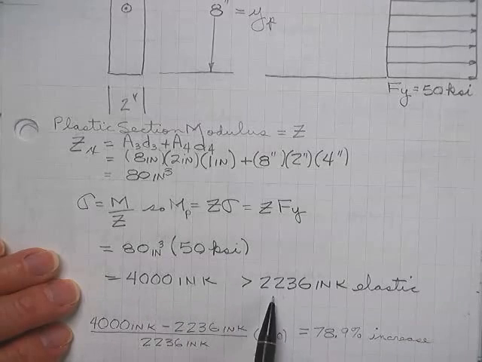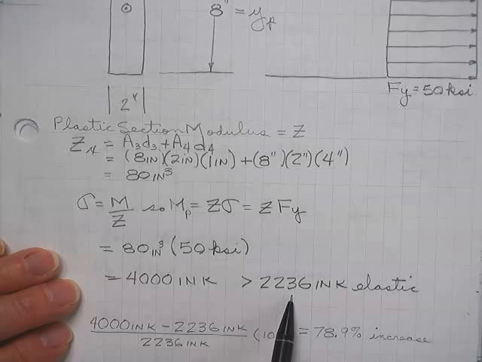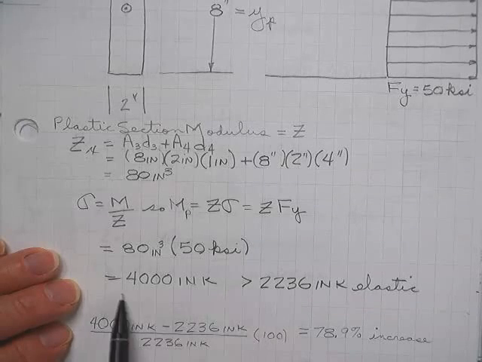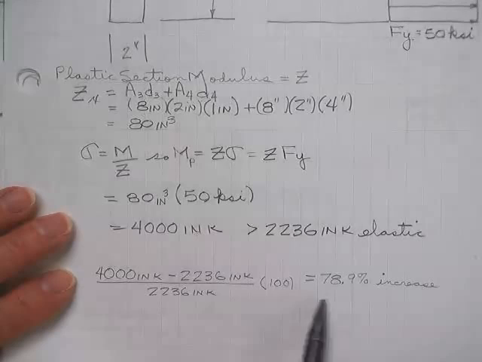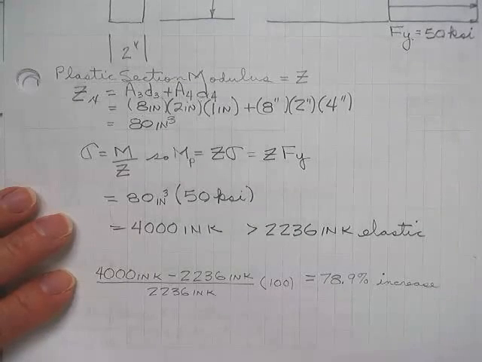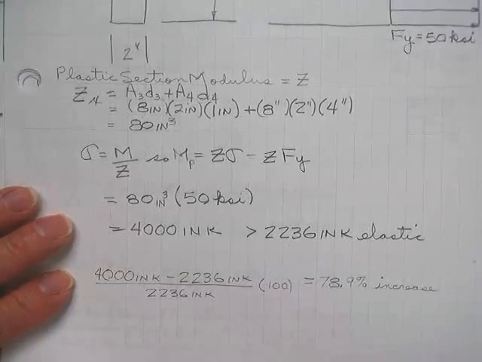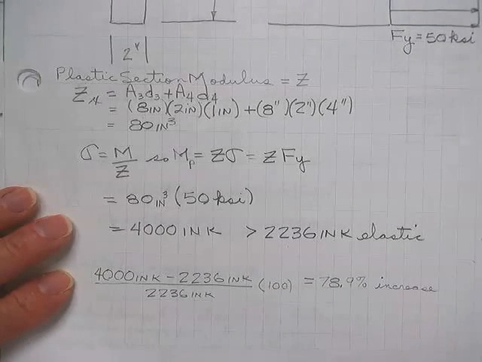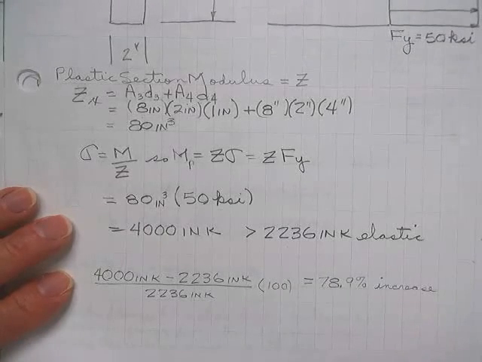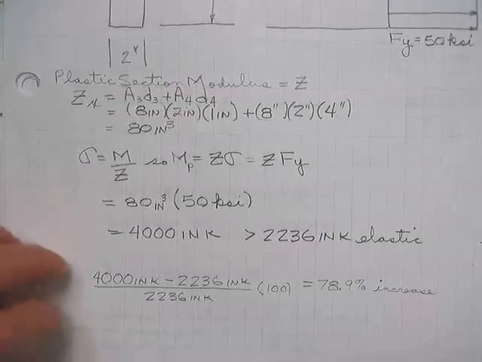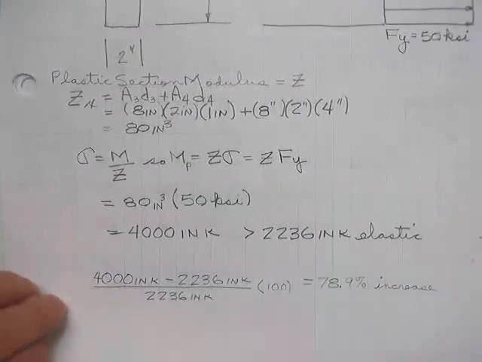And you'll notice that whereas our friends only got 2236 and started screaming, no mas, no mas, we can run it up to 4,000. So we've got an increase of about 80% added strength. It's always been there. It's not something we just found. We just hadn't used it till we got into this method of analysis.